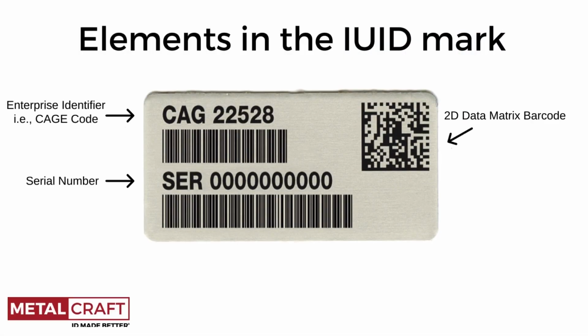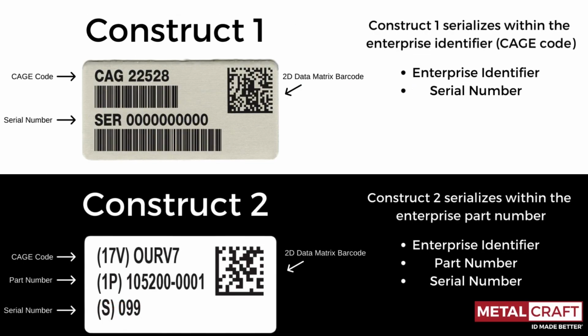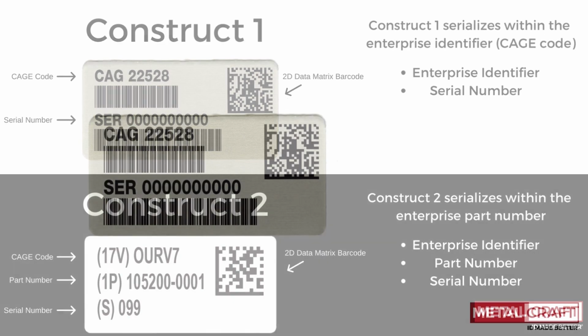An IUID mark includes a 2D data matrix barcode that includes the enterprise identifier, for example, a CAGE code, along with a serial number. It may also include the part number, depending on which construct is used. The IUID system utilizes two primary serialization methods, Construct 1 and Construct 2. These methods define how the unique identifier is constructed and encoded.